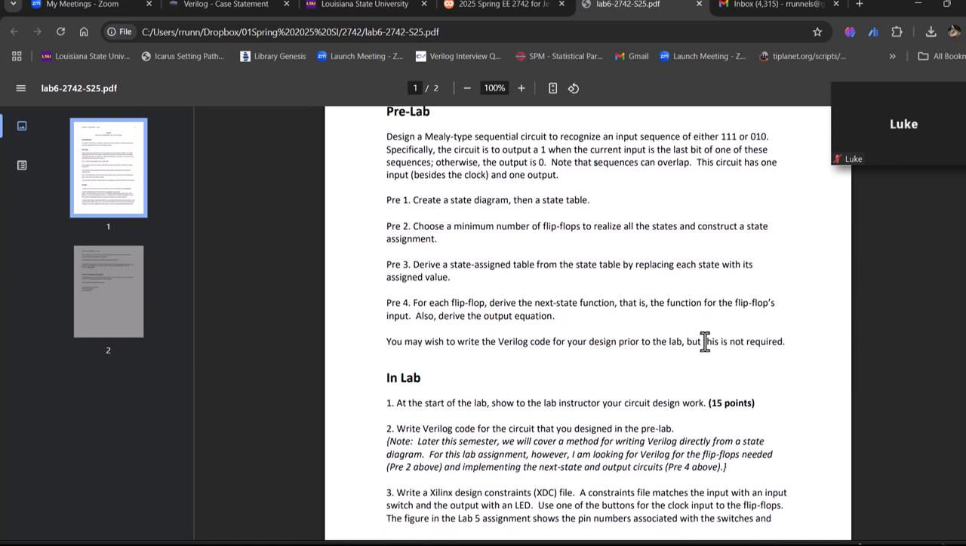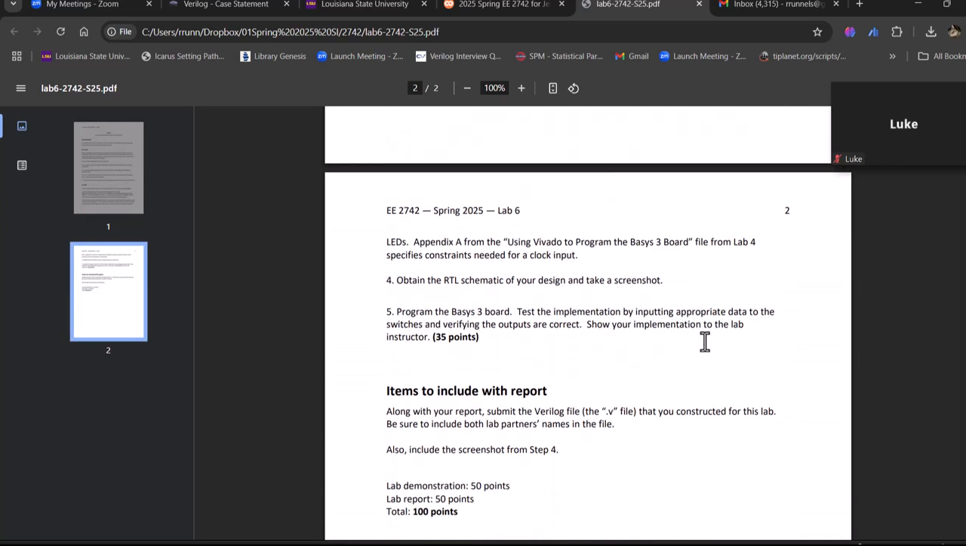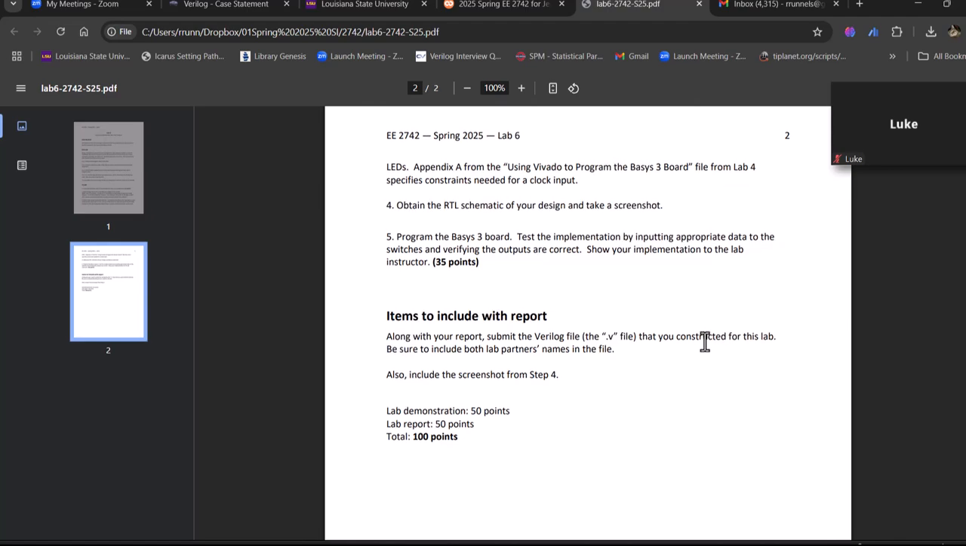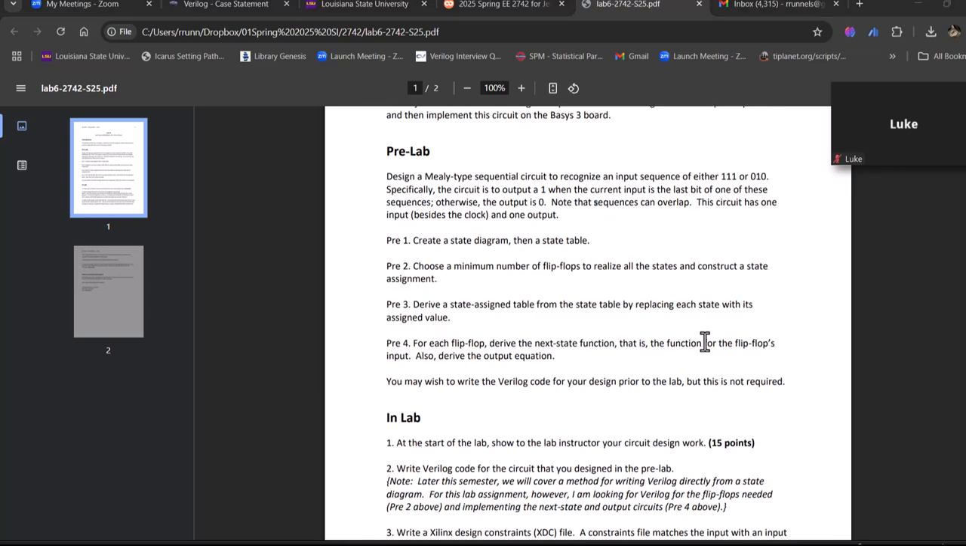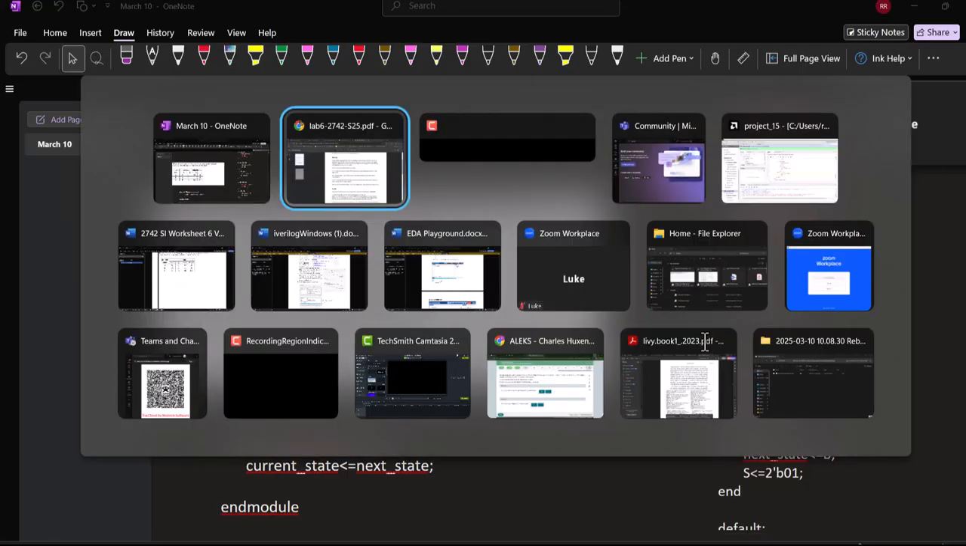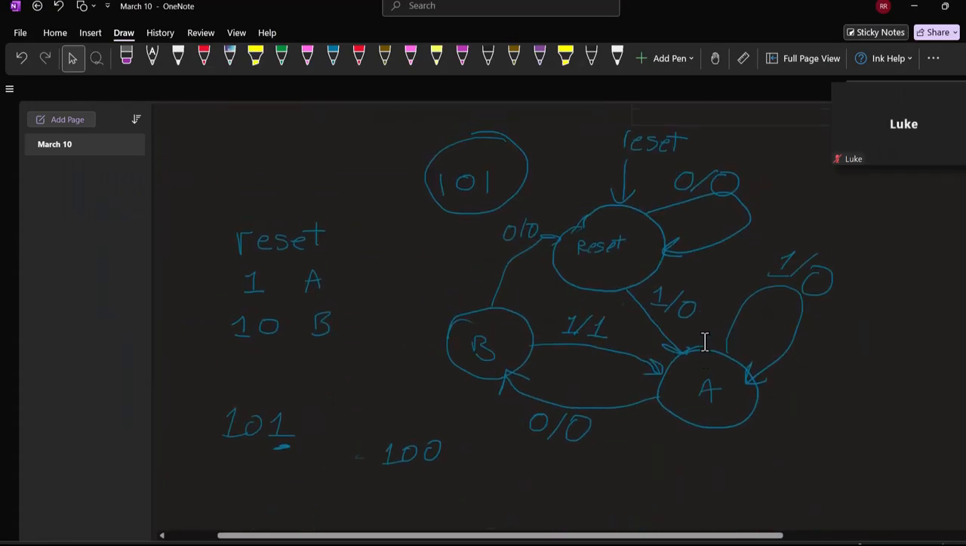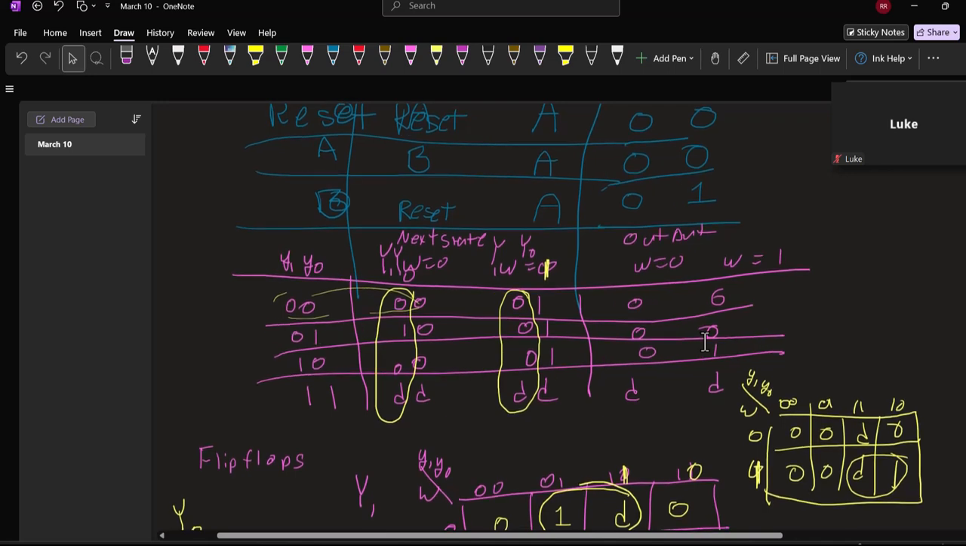And there you have it. Any questions? Yeah. What is number 2 asking us to do exactly? Number 2, choose a minimum. Okay, so this is doing the purple table right here, where we chose 2 flip-flops and we gave them the Y0, Y1. So, any other questions?